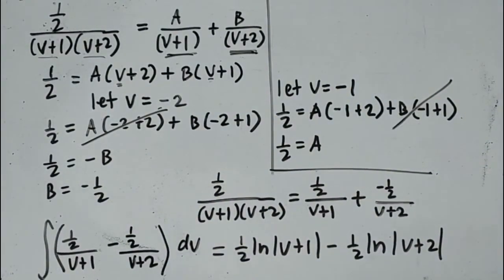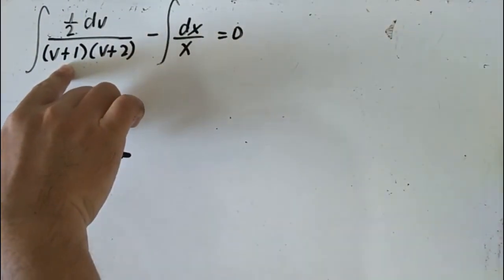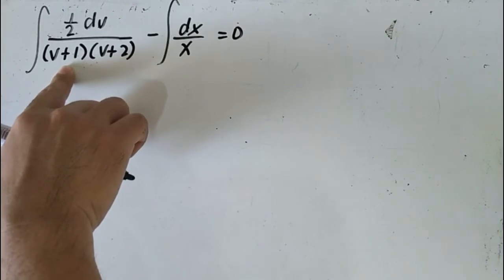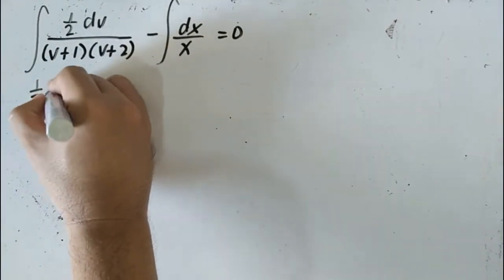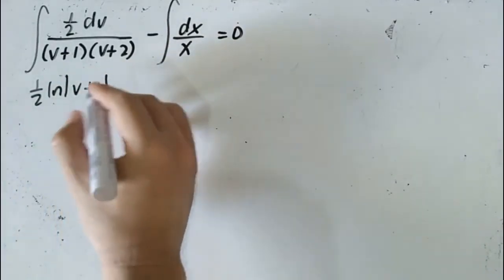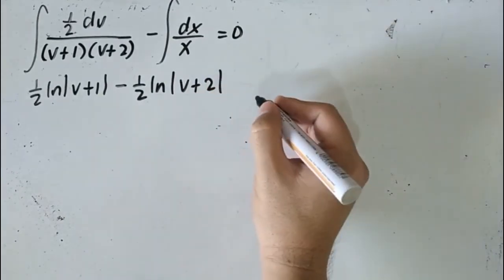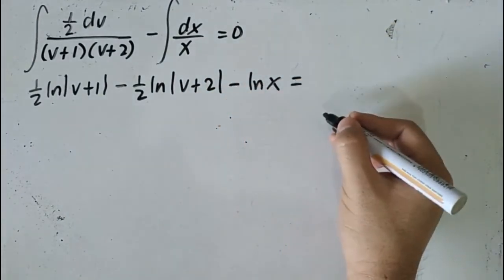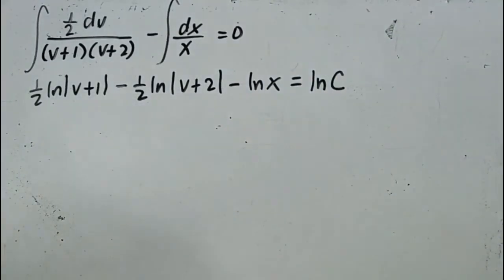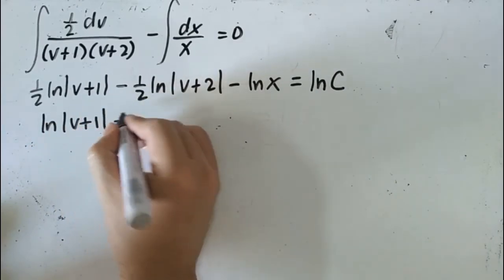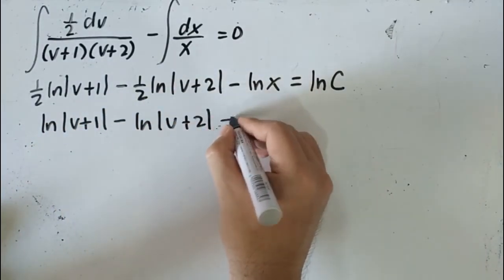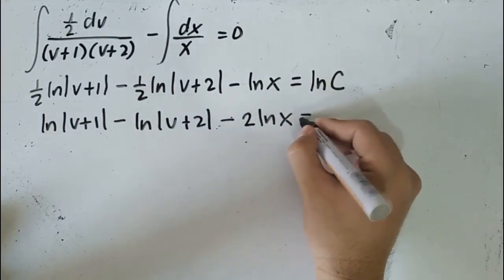So the next step is now to combine everything. Let me erase everything first so that we will have some space. So we have resolved this already to partial fractions, and we know that this integral is equal to 1/2 ln of v plus 1, this is our a, minus 1/2 ln of v plus 2 minus ln of x equals, we write ln of c instead of just writing c. And then the next step is to multiply everything by 2. So we have ln of v plus 1 minus ln of v plus 2, then minus 2 ln of x equals 2 ln of c.